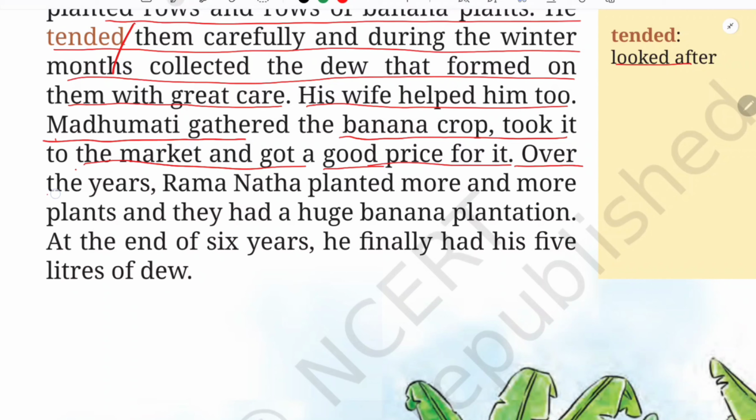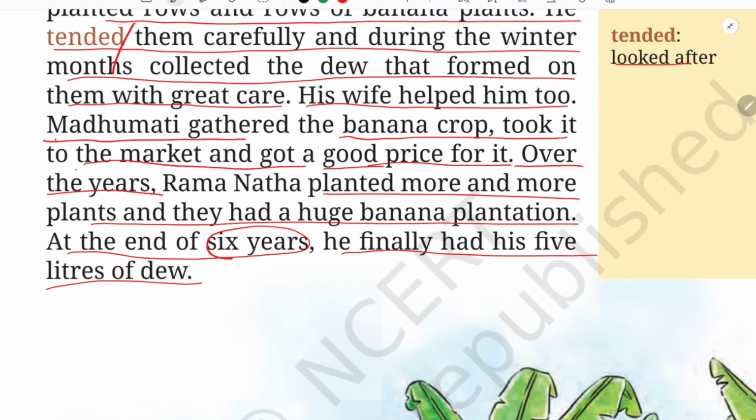So what happened now? Over the years, Ramnath planted more and more plants and they had a huge banana plantation. At the end of 6 years, he finally had his 5 liters of dew. Because Ramnath wanted to collect the dew as soon as possible, he planted more and more rows of bananas. So finally they had a huge banana plantation on the large field which their father had left for him. It took him 6 years to collect all the dew, and he finally had these 5 liters of dew.